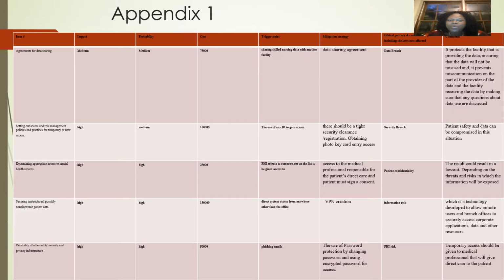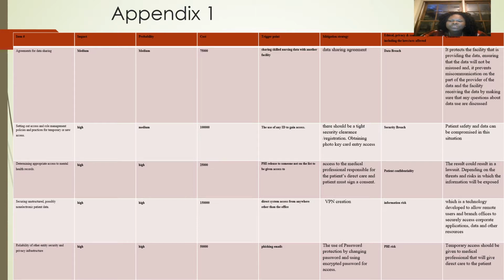I said it would cost about $75,000. The trigger point was sharing skilled facility data with another facility, or the doctor in the skilled facility should have an agreement that data can be shared. So the mitigation strategy was a data sharing agreement. The risk and ethical part was it could be a data breach if the information that was shared was misused, a data breach between the physician and the facility.